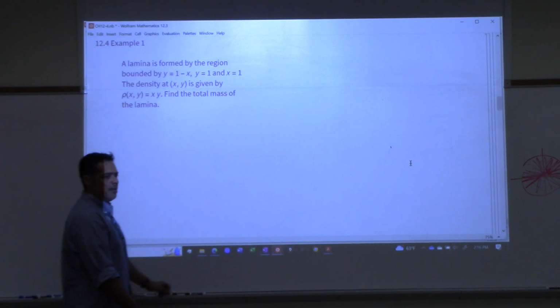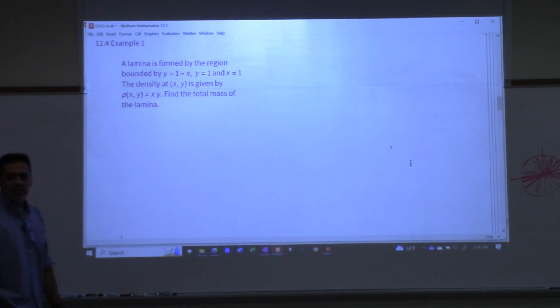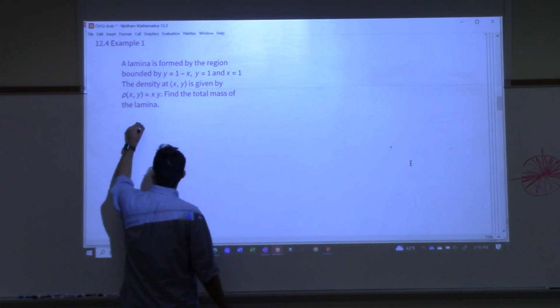We didn't have to measure it. And now we want to know what is the mass of this object. So let me first draw the lamina itself. It's bounded by a couple of curves.